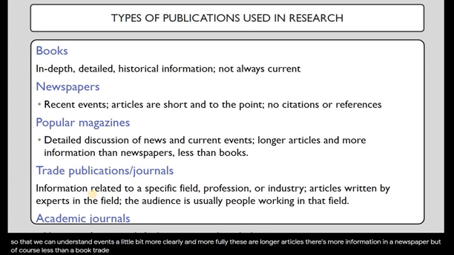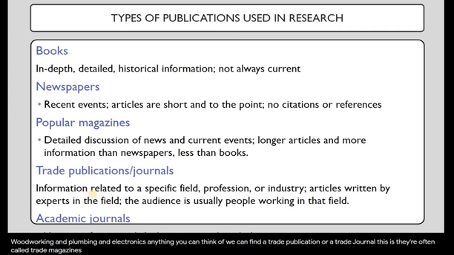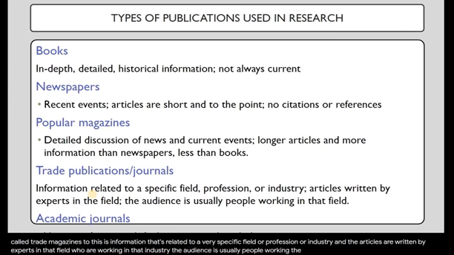Trade publications and journals can be really, really helpful. Everything from accounting to woodworking and plumbing and electronics, anything you can think of, we can find a trade publication or a trade journal. They're often called trade magazines too. This is information that's related to a very specific field or profession or industry. The articles are written by experts in that field who are working in that industry, and the audience is usually people working in the field too.